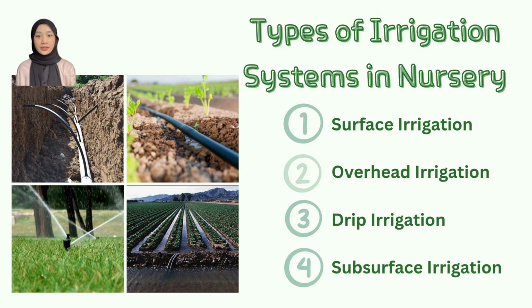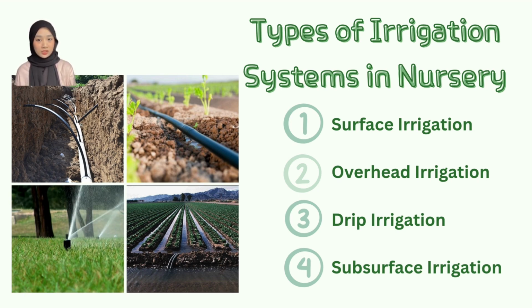In general, there are four major types of irrigation. First one is surface irrigation, second one is overhead irrigation, third is drip irrigation, and lastly is subsurface irrigation. Surface irrigation is the traditional method where water flows over the soil surface to reach the plants. Meanwhile, overhead irrigation might mimic natural rainfall by spraying water over the plants using sprinklers.